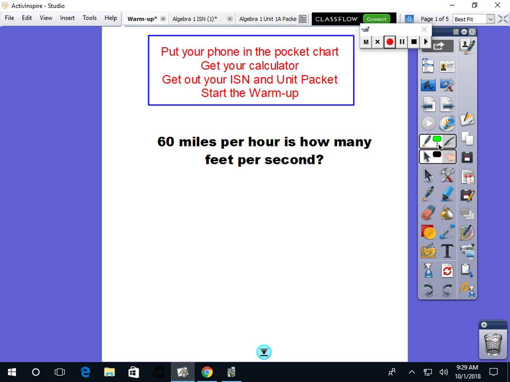Okay, let's go ahead and take a look at this warm up. 60 miles per hour is how many feet per second? Well, we would start a conversion chain with 60 miles.